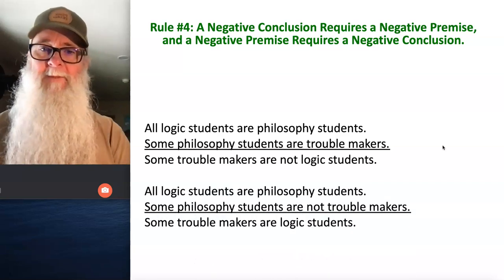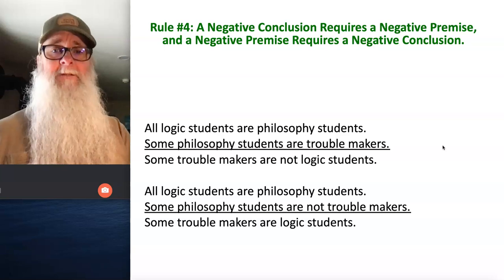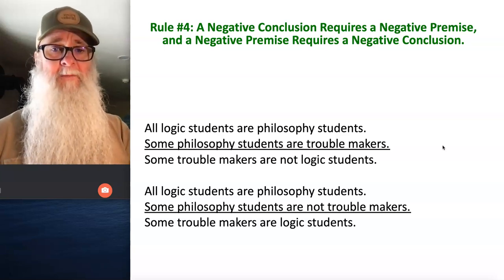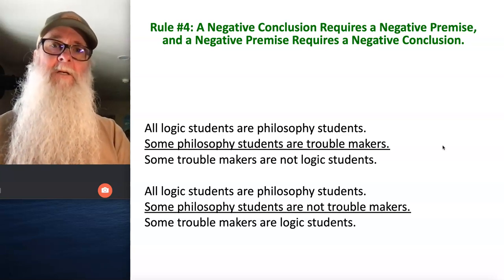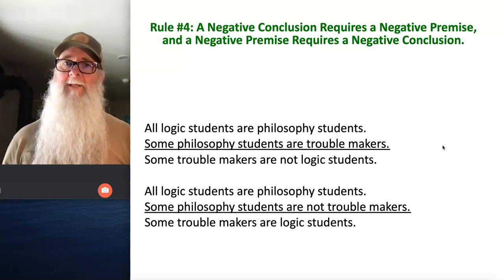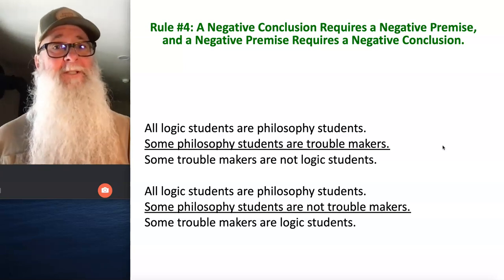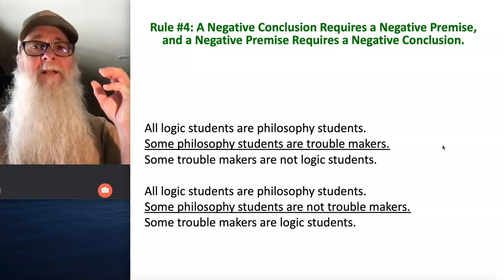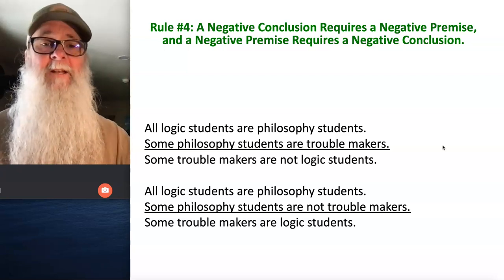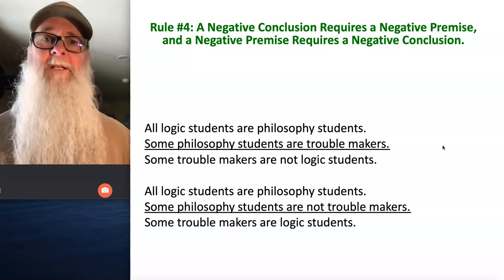Similarly, take a look at this argument. All logic students are philosophy students. Some philosophy students are not troublemakers. Therefore, some troublemakers are logic students. The second premise here is a negative statement, but the conclusion is an affirmative one. And again, rule number 4 says a negative premise requires a negative conclusion.